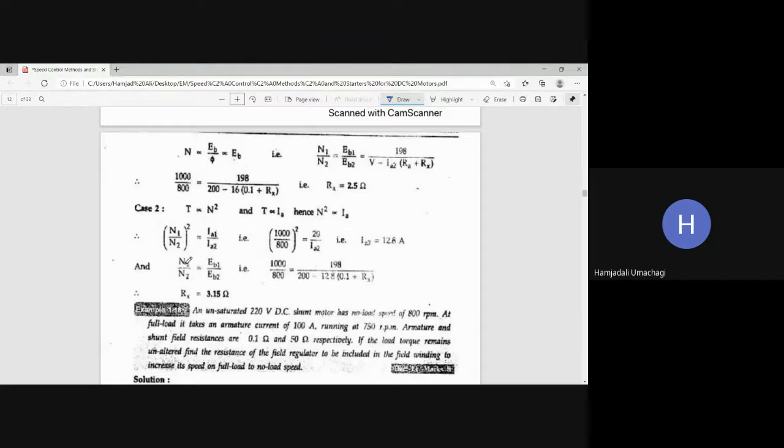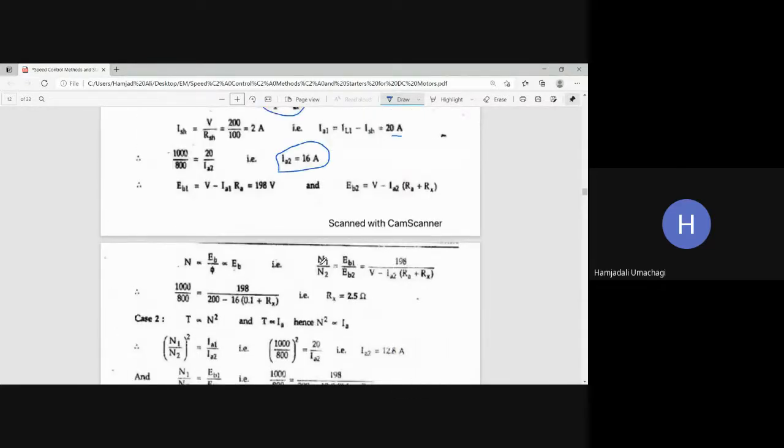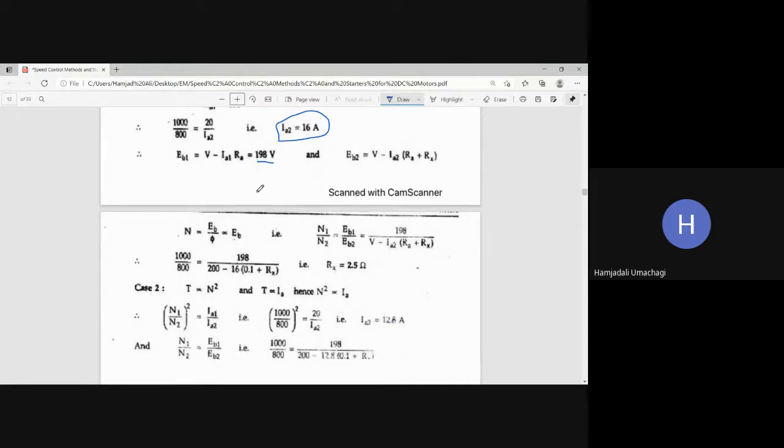N is directly proportional to EB by pi. Since flux is constant, I can write N is directly proportional to EB. N1 by N2 equal to EB1 by EB2. So N1 is 1000, N2 is 800, EB1 is 198. This we have calculated here.